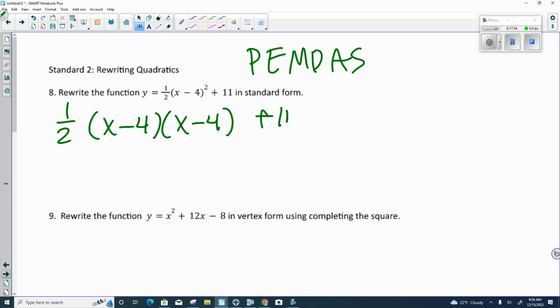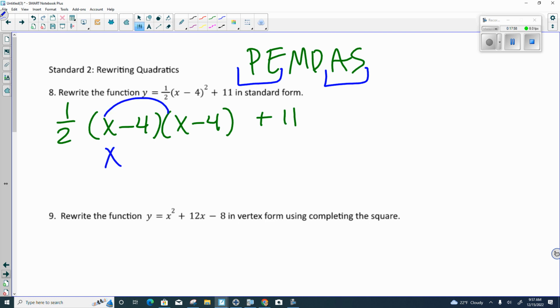Plus 11. Please don't add the 11 until the very end. This add 11 is your addition subtraction. He's the caboose. And this 1/2 is multiplication. This is parentheses and exponents. We want to do our parentheses and exponents before I distribute. Some kids were distributing now. It's not time to do that yet. You'll get the wrong answer.